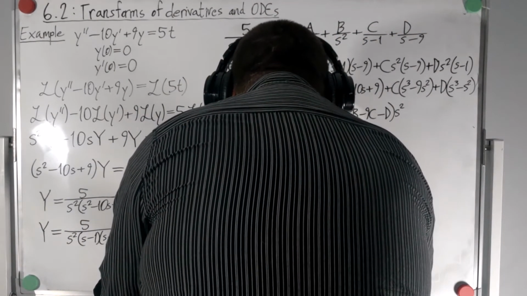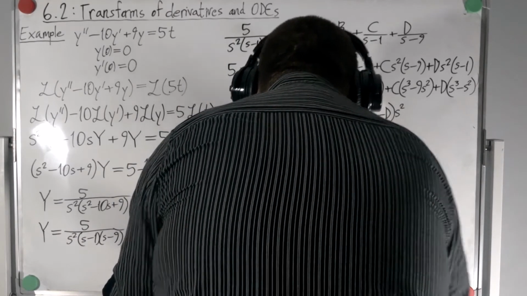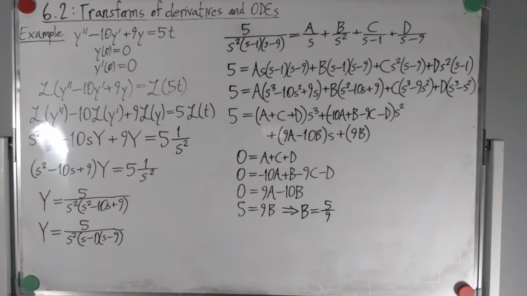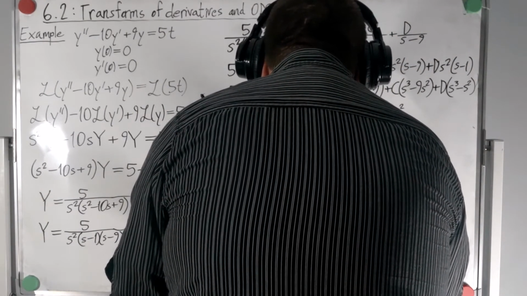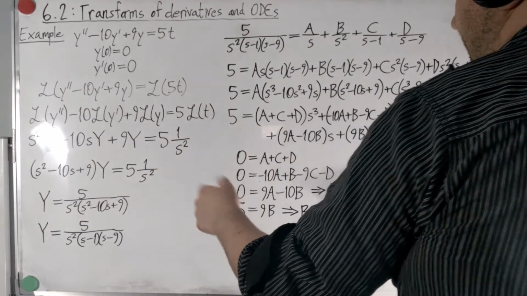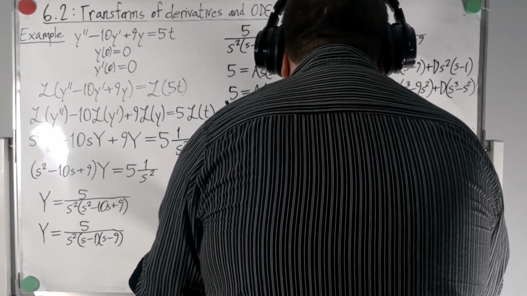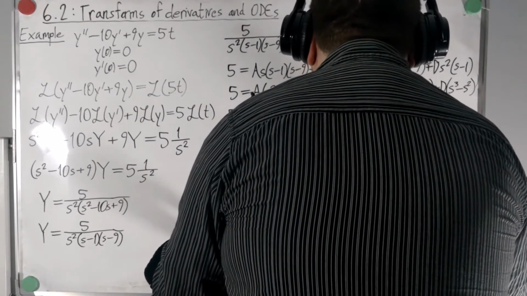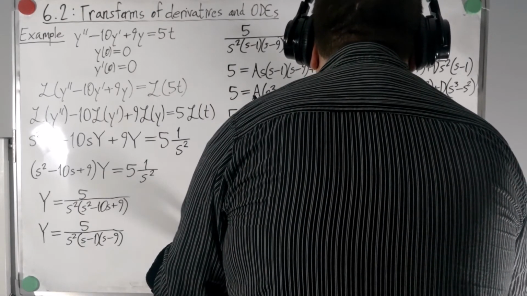First of all, it's pretty clear that B is going to have to be 5/9. In which case, A, well, we know that A is going to be 10 over 9 times B. So that's going to be 50 over 81.